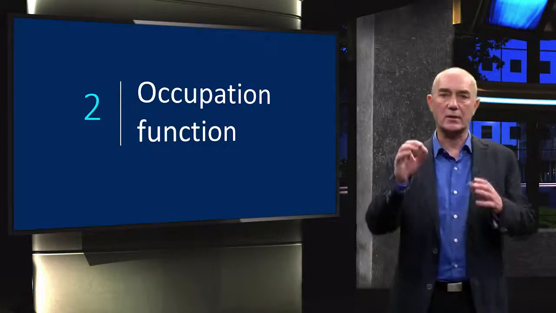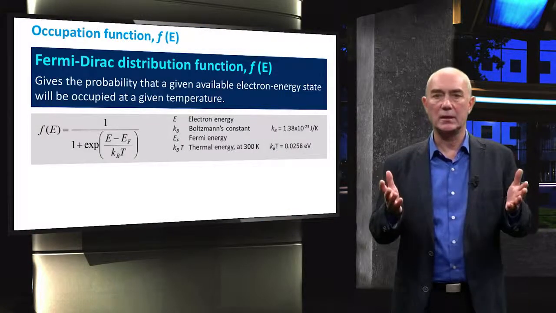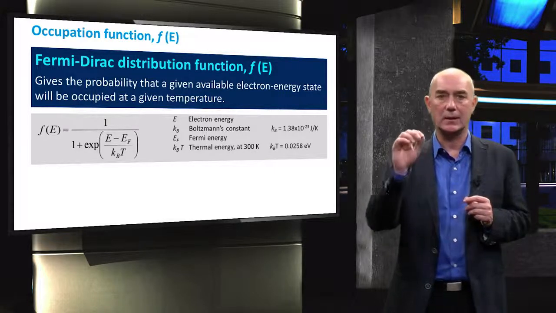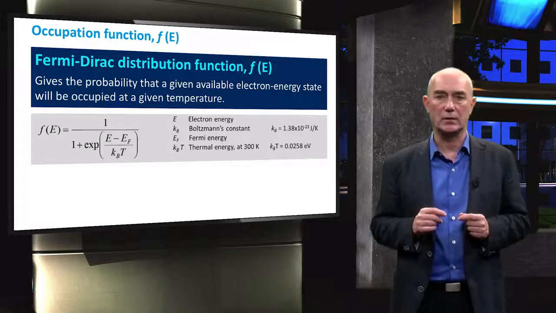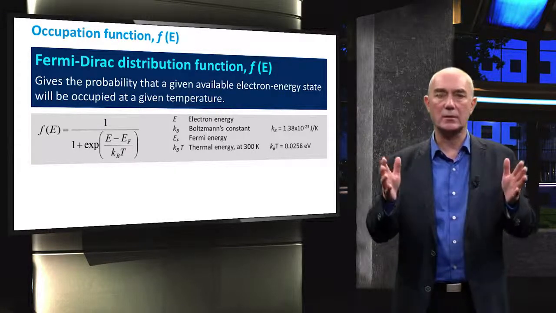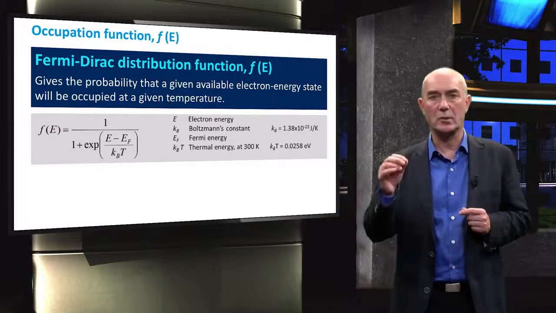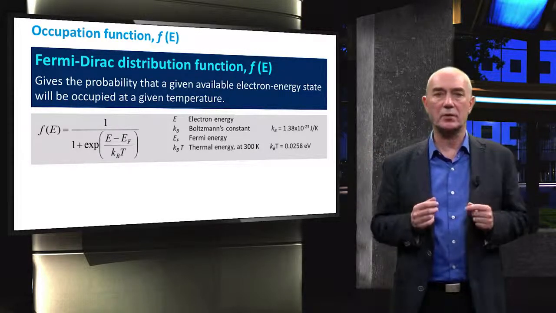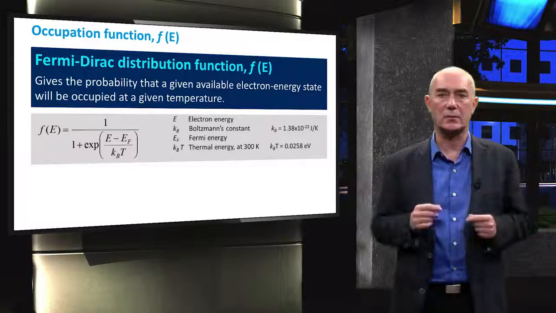This function is known as the Fermi-Dirac distribution function. The Fermi-Dirac distribution function expresses the probability that an available energy state will be occupied at a certain temperature. This function depends on the difference between the energy level of interest and the so-called Fermi level, EF. I will explain the definition of the Fermi level in a couple of slides, but let's first take a look at the temperature dependence of this distribution function.